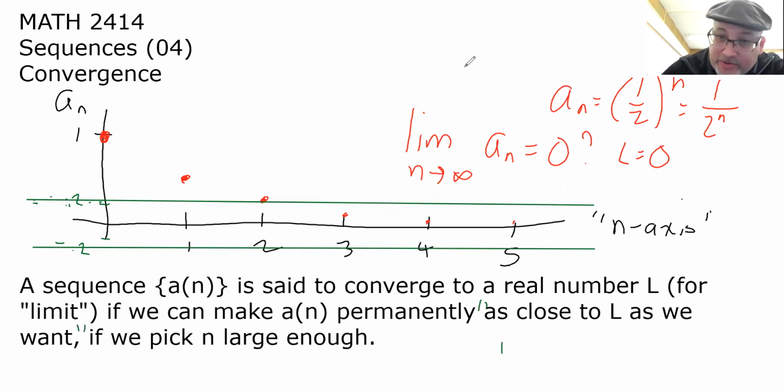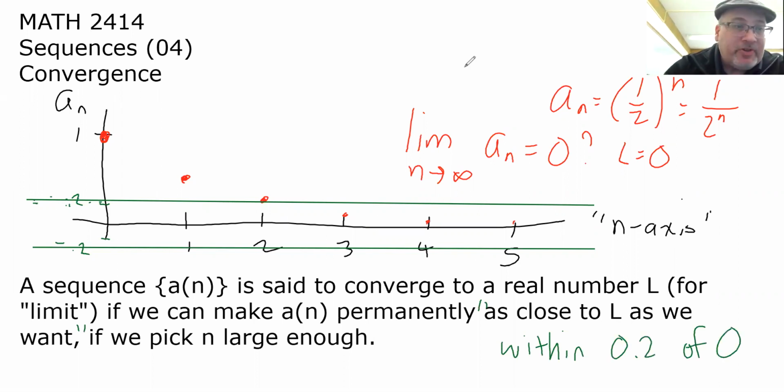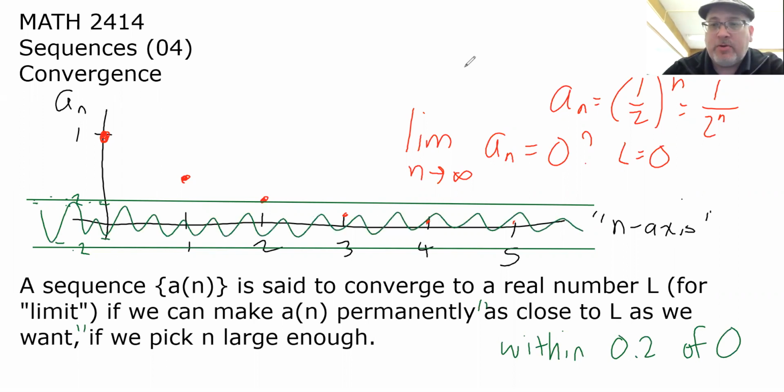What we're saying there is within 0.2 of 0. So we open up this strip between negative 0.2 and positive 0.2. And what the end part of the definition says is if we pick n large enough, that means at some point on the x-axis, 1, 2, 3, somewhere, our points will enter that green strip and never leave.